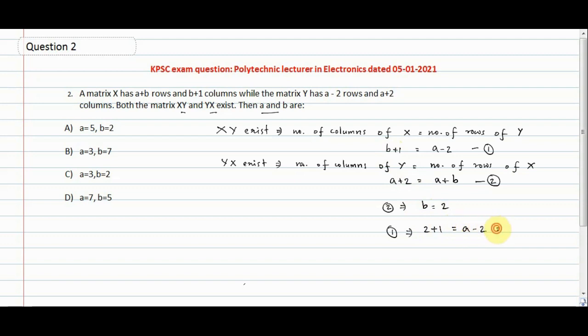So this implies that A is equal to, you take this minus 2 to the left hand side. So that becomes plus 2. So 2 plus 2 plus 1. The A value will be 5. So B is equal to 2 and A is equal to 5. That's the answer. So here the correct answer is option A. A equal to 5 and B equal to 2.